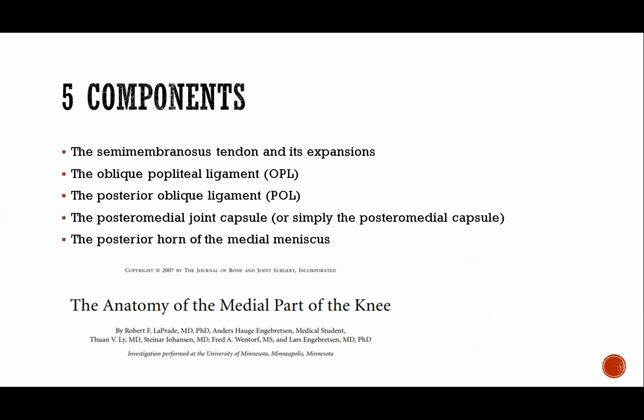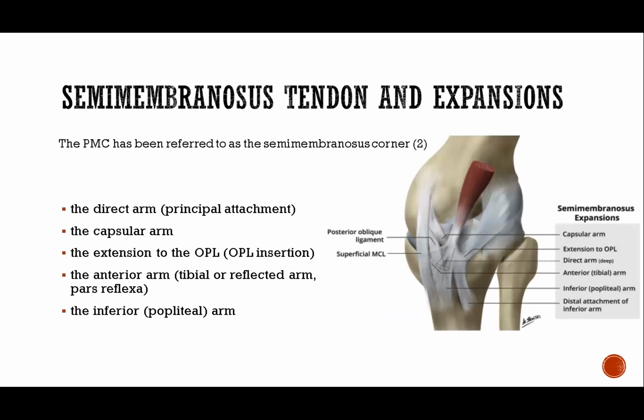So the posteromedial corner comprises 5 important components: the semimembranosus tendon and its expansion. The semimembranosus tendon is the most important dynamic stabilizer of the knee, and we can actually say the posteromedial corner can also be represented as the semimembranosus corner. The second one being the oblique popliteal ligament, the third the posterior oblique ligament, POL. The fourth one being the posteromedial joint capsule, and the last one being the posterior horn of the medial meniscus.